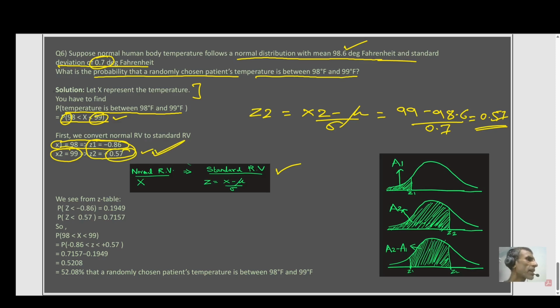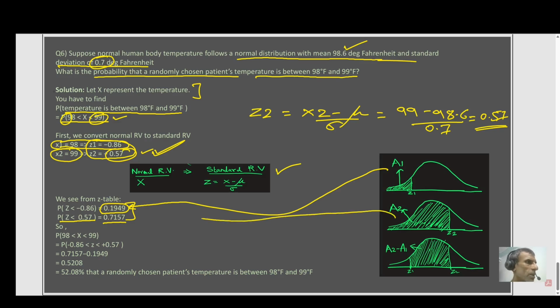So I have mapped my x1 and x2 to z1 and z2. We know from our table that the probability of z less than minus 0.87 is equal to 0.1949. This is given to you, and you can figure it out from the table. This represents this area right here. This is my z1. Now the probability of z less than 0.57 would be 0.7157, again from a standard normal distribution table, a z table. This represents this area right here.